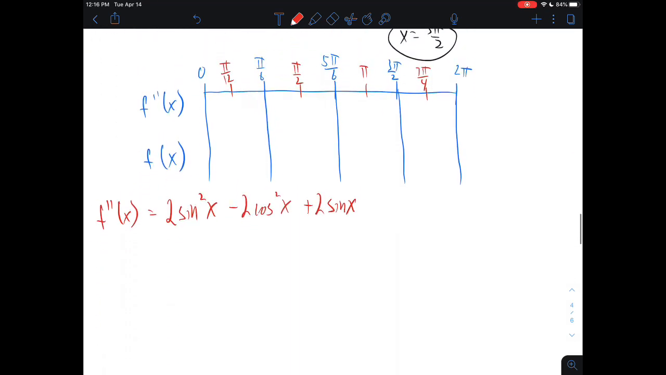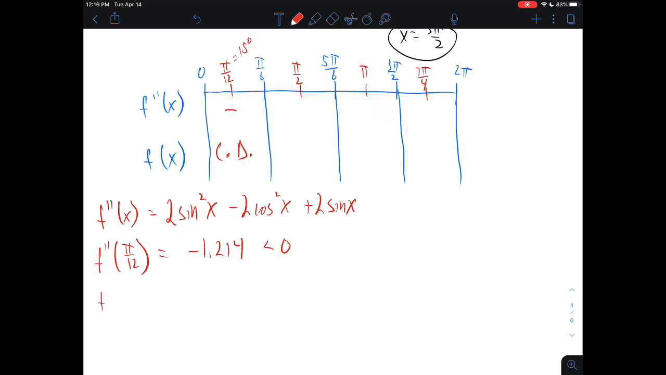So then if I plug in pi over 12 or 15 degrees, if you want to use degrees, you can check this with a calculator, which is probably the easiest way to do that. You're going to get negative 1.214. So that is less than 0. And since we get a negative for that interval, that means that f of x would be concave down.